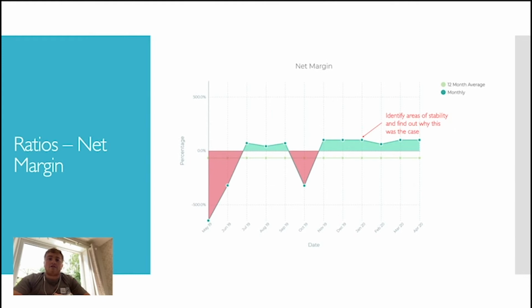So then this takes us on to the net margin. The net margin follows the same style as the gross margin page in terms of the 12-month average and month by month. However, it gives you the chance to identify periods where net profit may have been higher or lower. So this could lead on to research as to whether general expenses were unusually low or high in these periods.